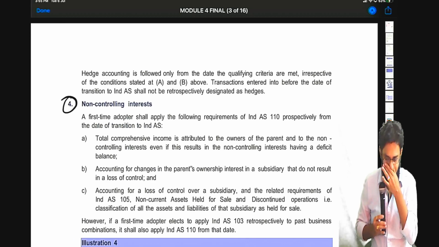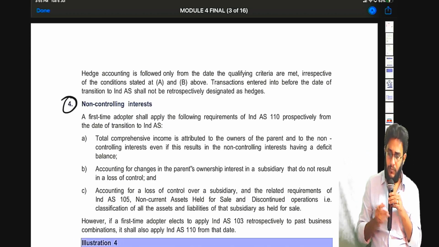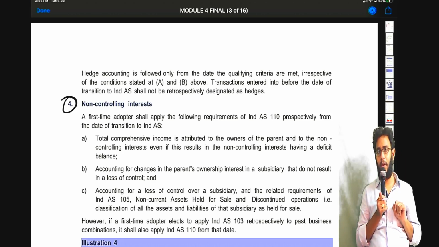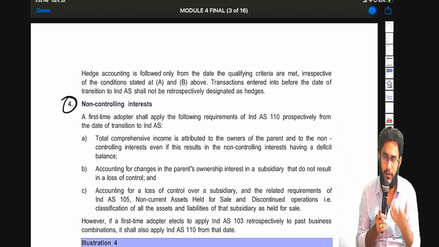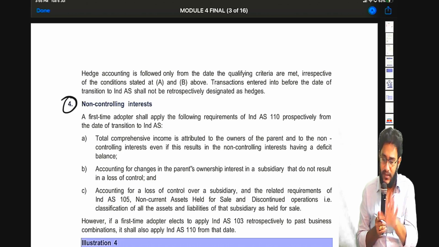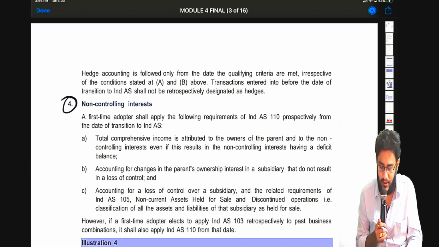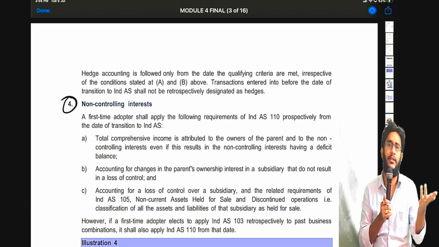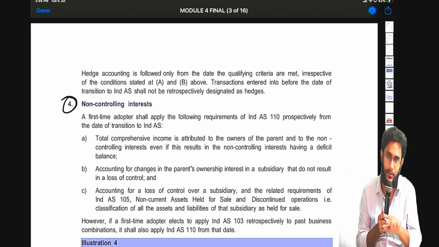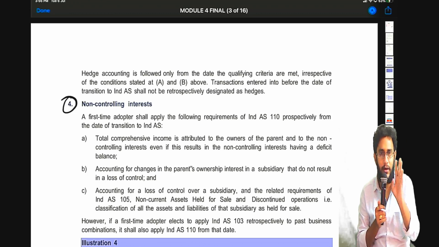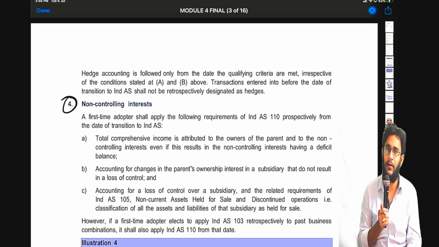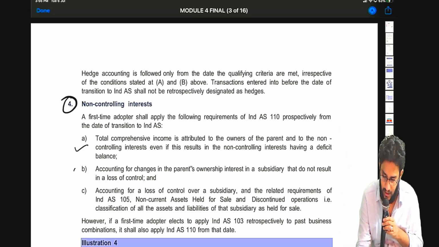Then the NCI point. What this standard has done is, it has given you three principles. See, NCI is part of Ind AS 110, which is the consolidation standard. This standard, Ind AS 101, says that normally every Ind AS has to be applied retrospectively. Now we are discussing exceptions for that. Three points we are going to discuss now. These three points do not apply retrospectively, only prospectively. Now what are these three points?